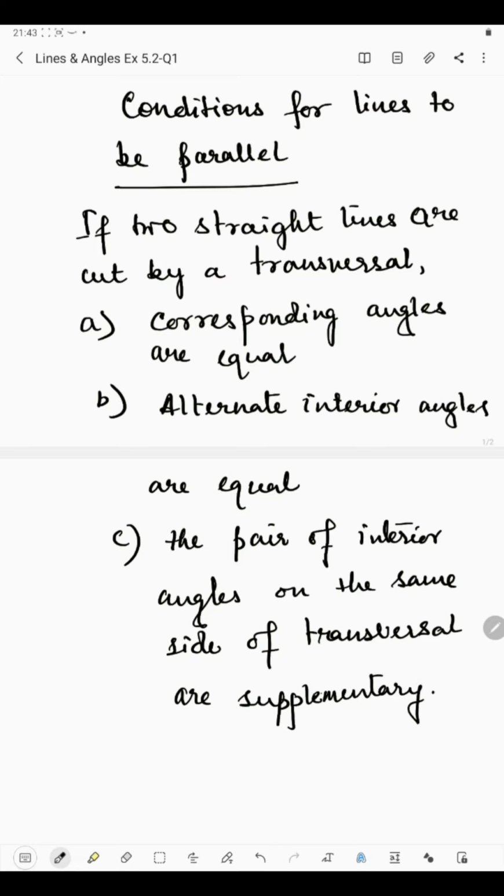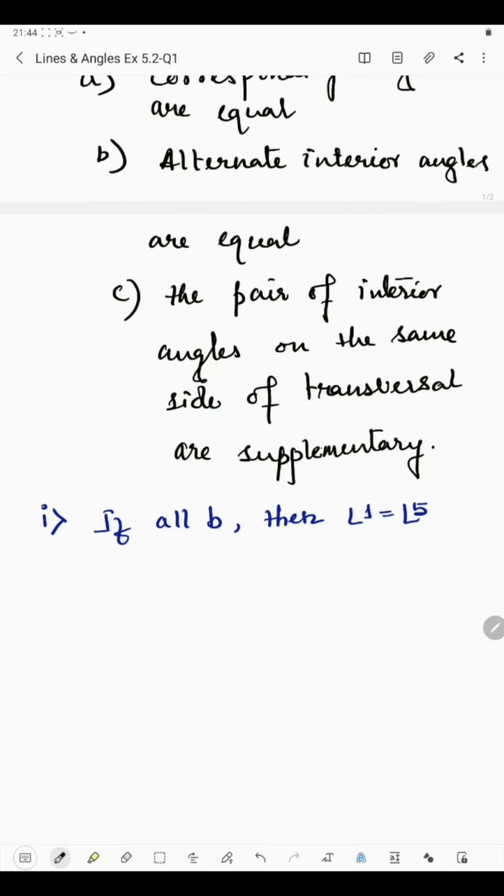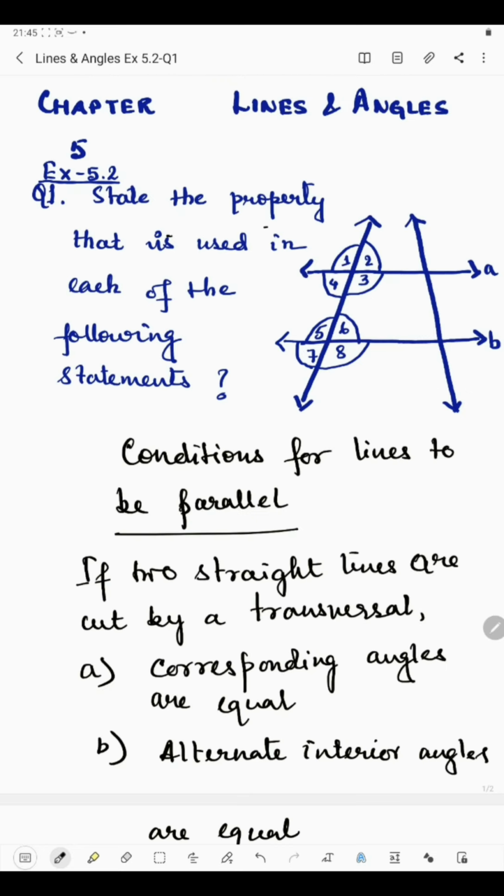Now coming to the first part. In the first part we have, if A is parallel to B, then angle 1 is equal to angle 5. So if A is parallel to B, then by which property will angle 1 be equal to angle 5? See, here is angle 1 and here is angle 5.